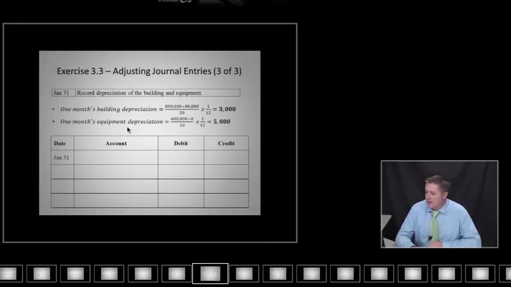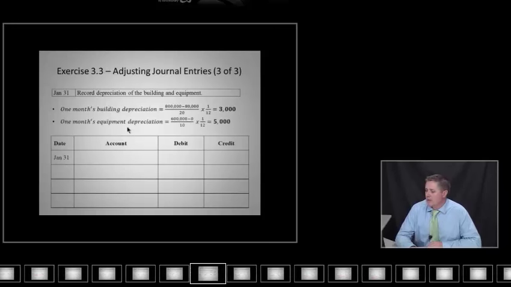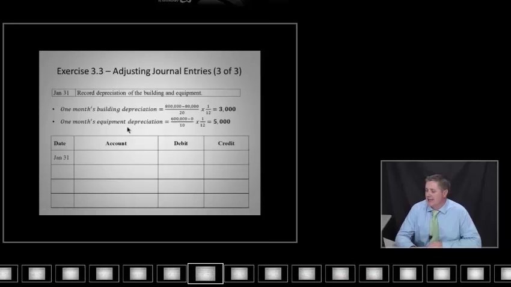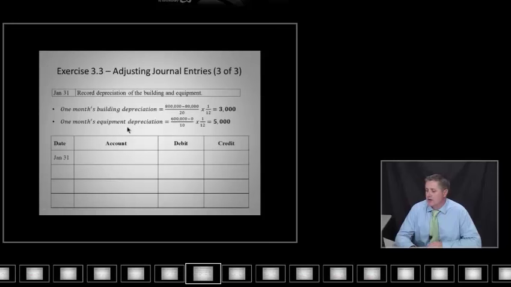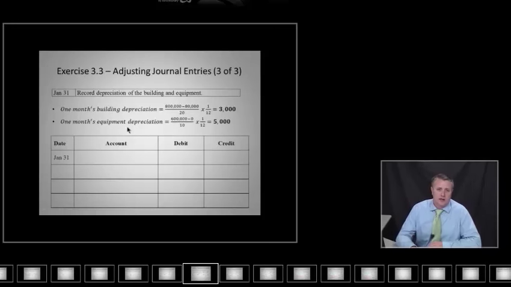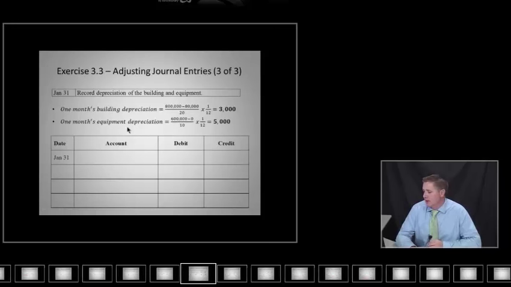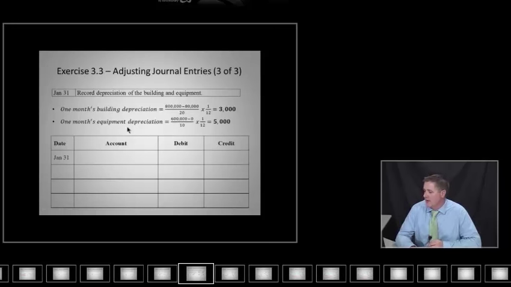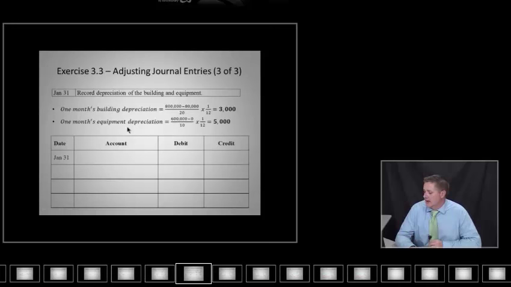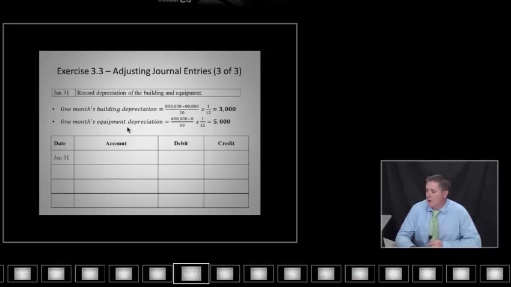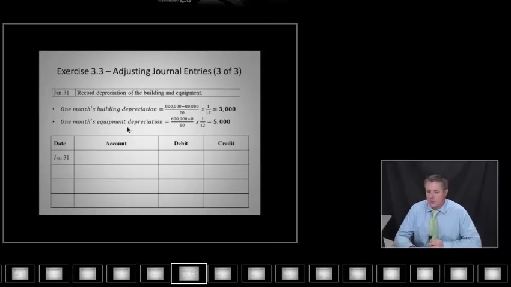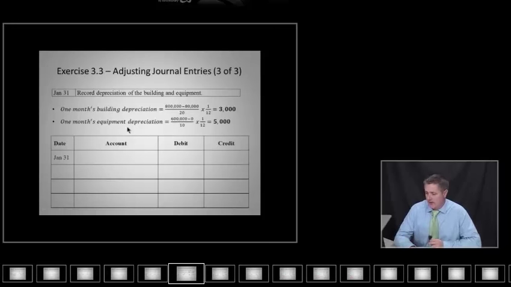For the equipment, recall the equipment was acquired for $600,000. It had a salvage value of 0. It had a 10-year life, and they also used the straight line depreciation method. So we simply divide by the useful life, and then again take that times 1/12. 1 month's worth of equipment depreciation is going to be $5,000.